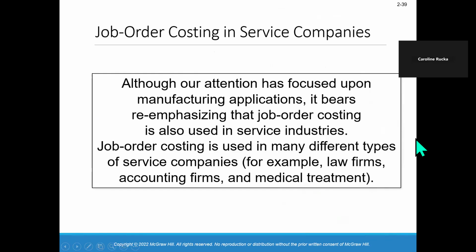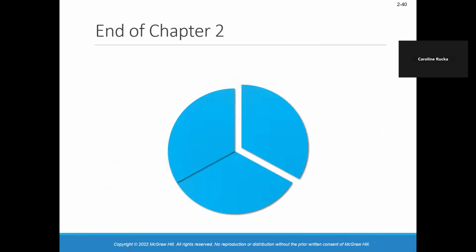Service companies also use job order costing. Law firms, accounting firms, and some doctors' offices have this concept of billable hours. You bill hours to a particular client, that's job order costing. That client's services packaged together are their order, but they're ordering services instead of products. That is the end of chapter 2.